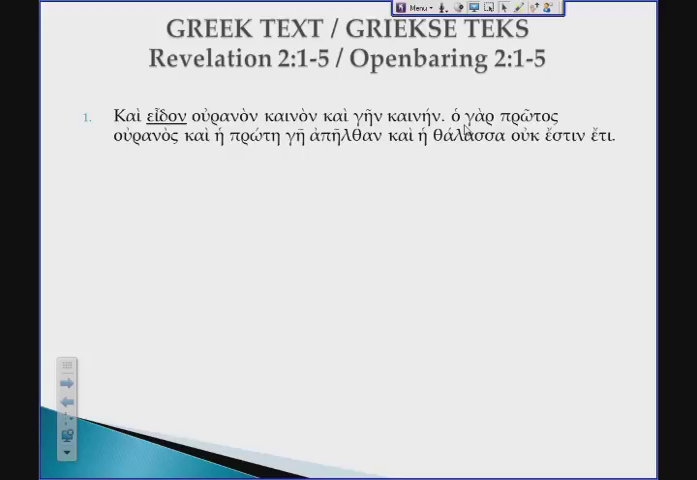For the first heaven and the first earth passed away, or has gone by, passed away. And the sea is no longer. It's no longer there. It's not there anymore. Okay, good.